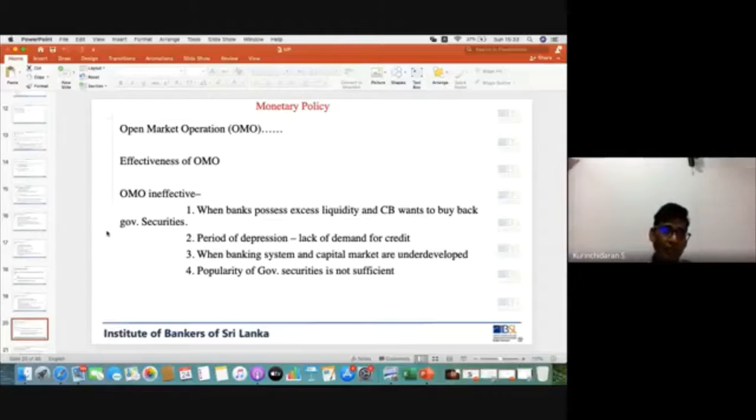So open market operation may not be effective if the banking system or capital markets are not developed appropriately. And fourth, popularity of government securities is not sufficient. Now, you are going to do open market operations by using government securities. And if the government securities are not popular enough, maybe not many people are willing to buy, right? So then your open market operation may not be effective. Clear? Okay.